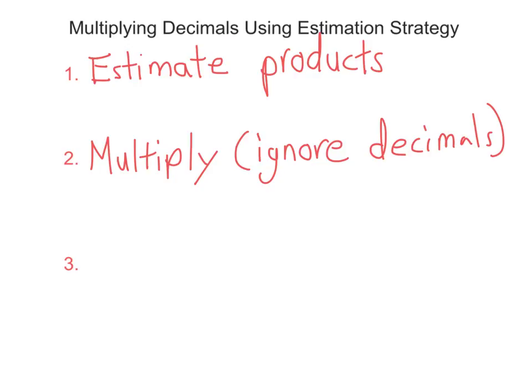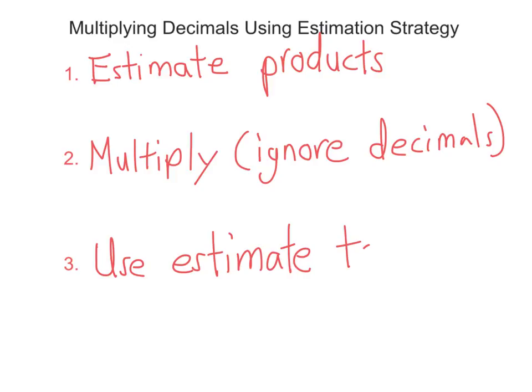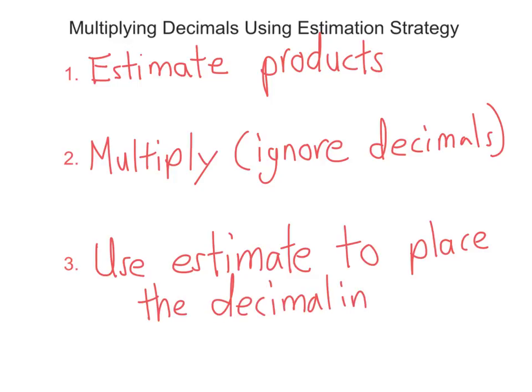Once I have that product, I'm going to use my estimate, so what I think the answer is going to be around, to figure out where the decimal goes in my answer. So I'm going to use the estimate to place the decimal in my product. So these steps, if you follow them, multiply correctly, you should be in great shape. Step 1, make an estimate. Step 2, multiply and ignore the decimals. Step 3, use the estimate to place the decimal in the product. Let's do some examples.